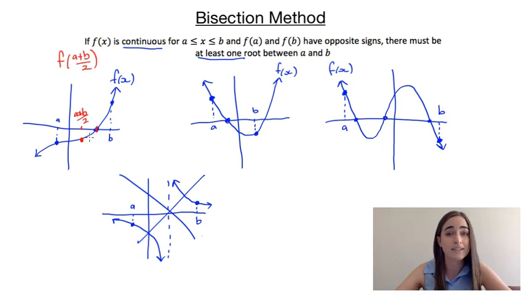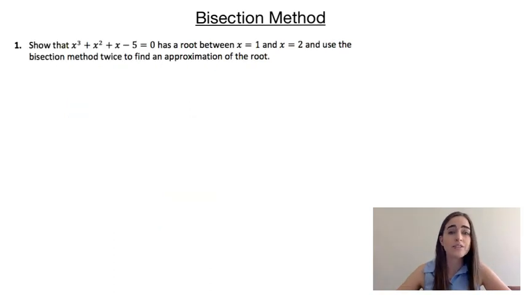So it might say use the bisection method twice to find an approximation for the root. So let's have a look at an example. Our first example asks us to show that x cubed plus x squared plus x minus 5 equals 0 has a root between x equals 1 and x equals 2. And once we've proved that, then we're going to use the bisection method twice to find an approximation of the root.